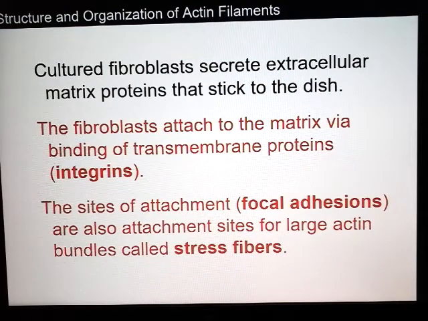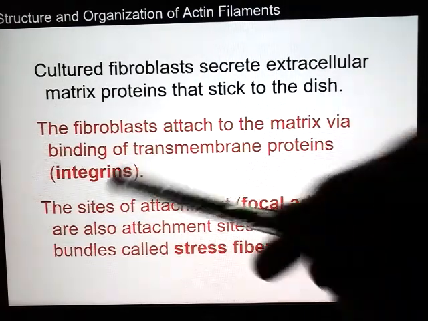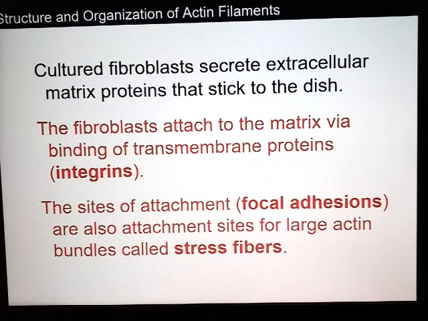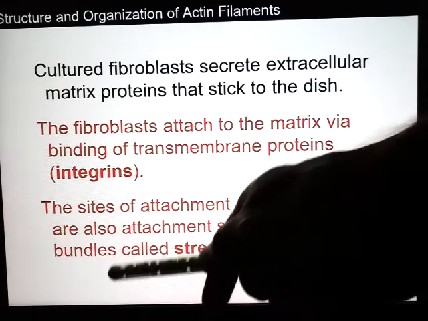So a lot of people work with fibroblasts. I work with a lot of these in my time. And fibroblasts will actually attach to a matrix via what are known as integrins. And then the sites of attachment are called focal adhesions. And they're also the sites for stress fiber attachment as well. And those are just large actin bundles.